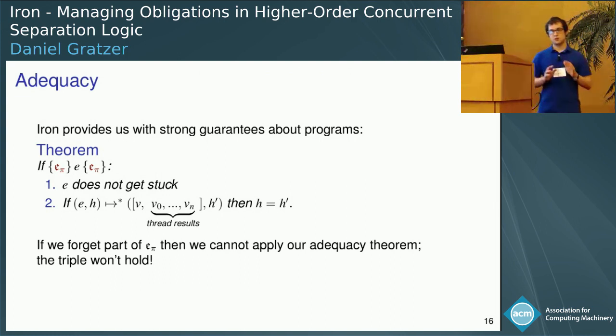Now, the logic still isn't linear. I can still take things and drop them on the floor, but if I do that, I'm not going to be able to apply this adequacy theorem, because this adequacy theorem requires that I gather up all of the pieces of pi at the end of the day. If I drop some points-to, I'm going to lose that part of the pi.